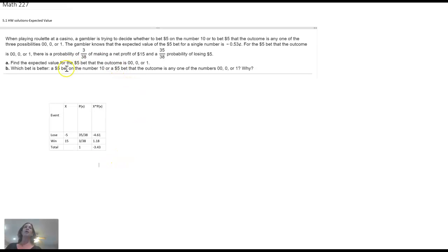Remember on the other one, so in part B, they're asking me which is better. We're assuming you want to lose less money. Unfortunately, if you're going to gamble, you're going to be losing money. So in this case, if I bet on just one number, I'm going to lose 53 cents in the long run. And if I bet on three numbers, although I've got a higher likelihood of winning, it turns out I have a pretty bad outcome here. My expected value over time is negative $3.43. So therefore, I would choose the first bet, to bet on one number, because I'm losing less money, even though I'm losing in both cases.